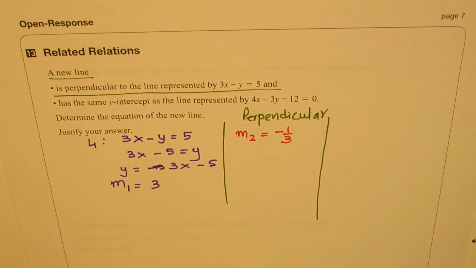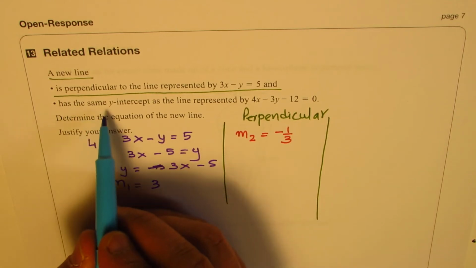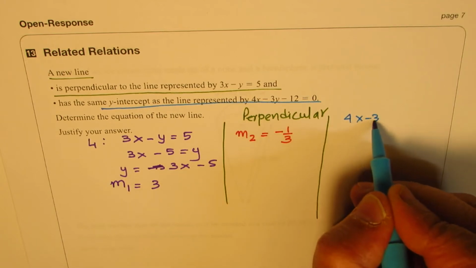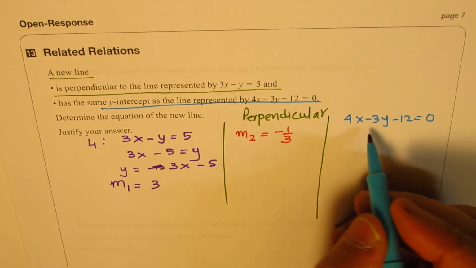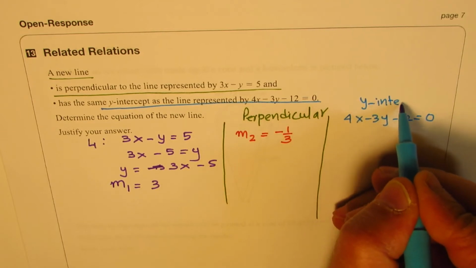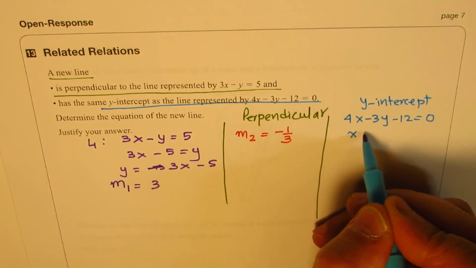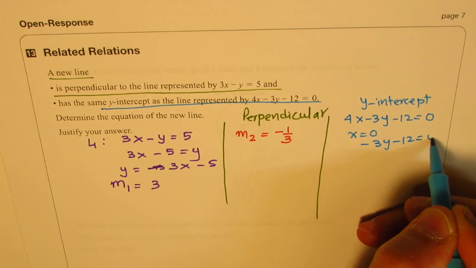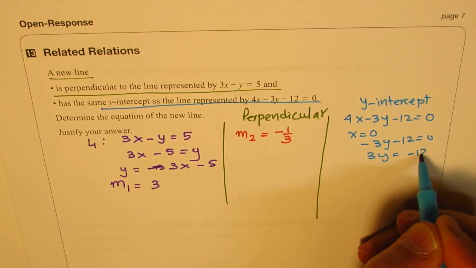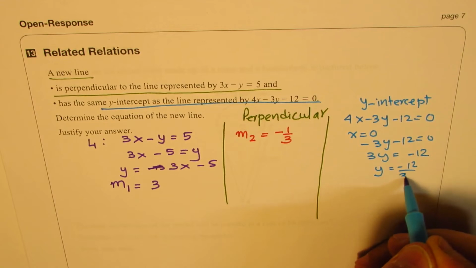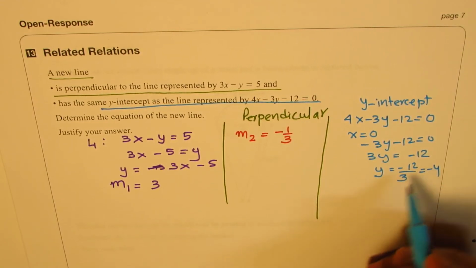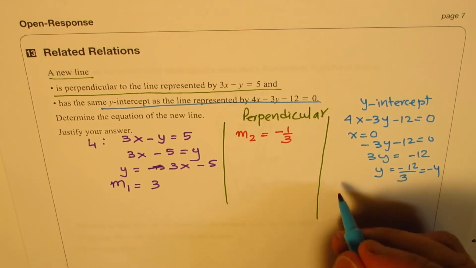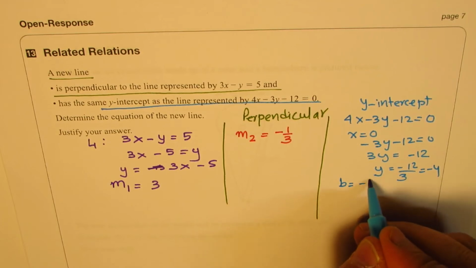Now, let's look into the second part, which is that it has the same y-intercept as this line. So let's find the y-intercept. We have 4x minus 3y minus 12 equals 0. The y-intercept means x equals 0. So if I substitute x equals 0, I get minus 3y minus 12 equals 0, or 3y equals minus 12, y equals minus 12 over 3, which is minus 4. So we have a y-intercept of minus 4, which is the value of b.